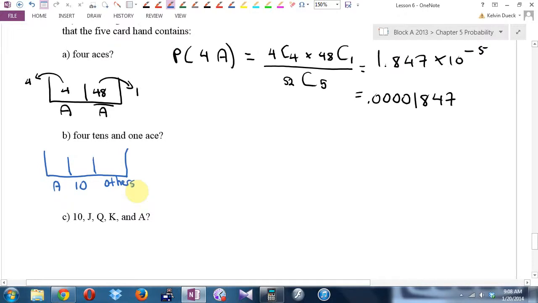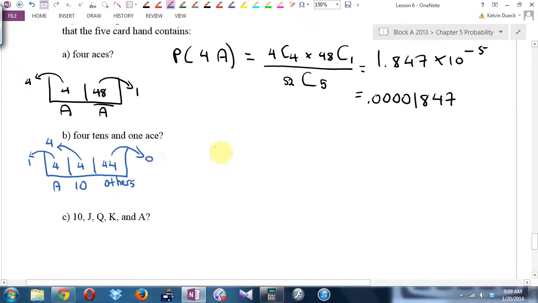Right? How many aces are there in the deck? How many tens are there in the deck? What's left over? Whatever 52 take away 8 is. 44? How many aces do I want? Careful. Just 1. How many tens do I want? 4. How many of the rest do I want? It's a trick question.